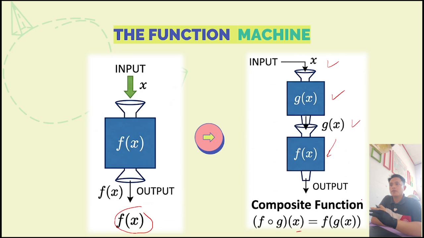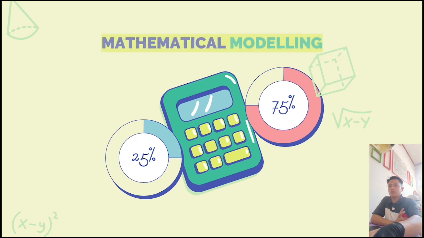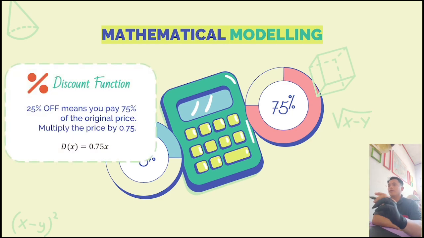Very simple, right? Now, let's go back to our shopping dilemma. Before we apply this concept, remember, for every daily problem you need to change it into a mathematical model. So in our case, we have the discount and the voucher. Let's start with the discount first. We need to make the mathematical model for the discount function here.